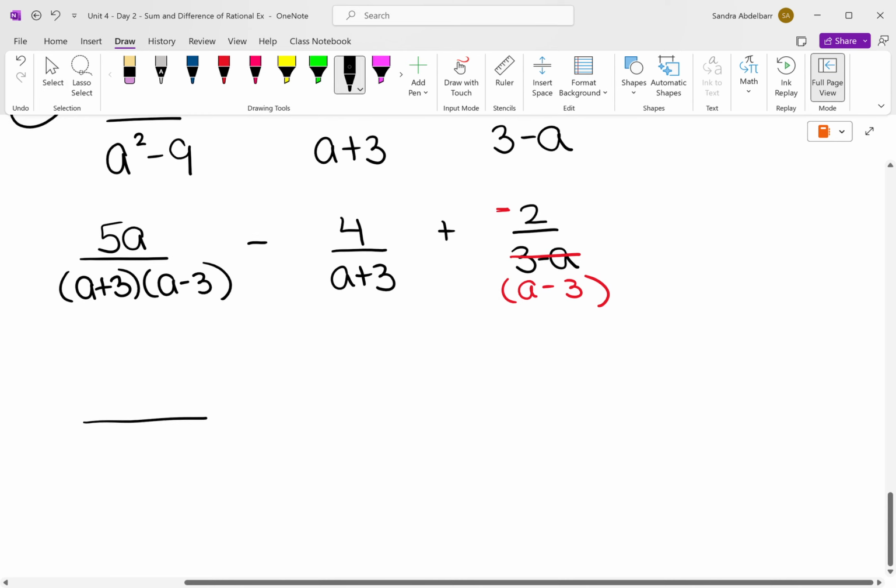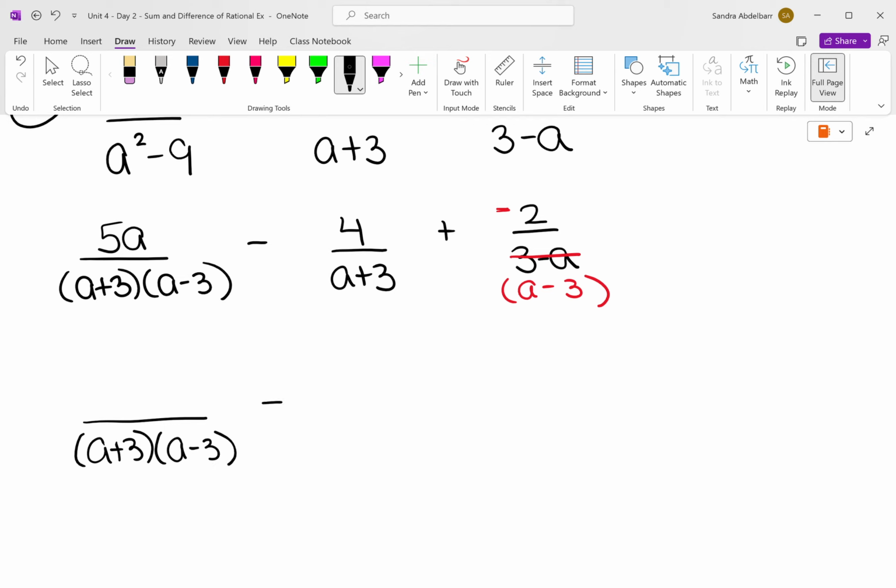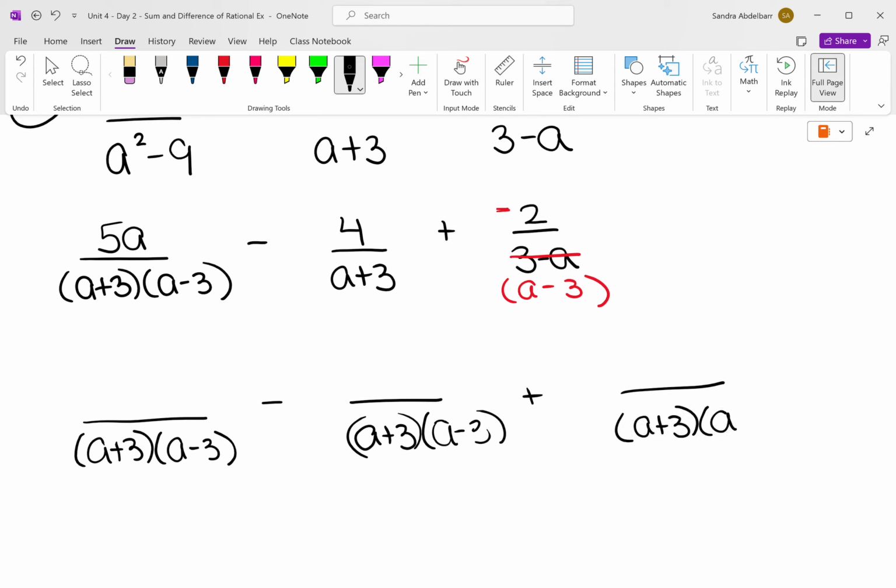Okay, so now we must choose a common denominator. I think we all agree our common denominator will be an a plus 3 and an a minus 3. For the first fraction, anything I need to multiply? No, because we already have that common denominator, so that just stays 5a. In the second fraction, I have an a plus 3, but I need to multiply by the quantity of a minus 3.